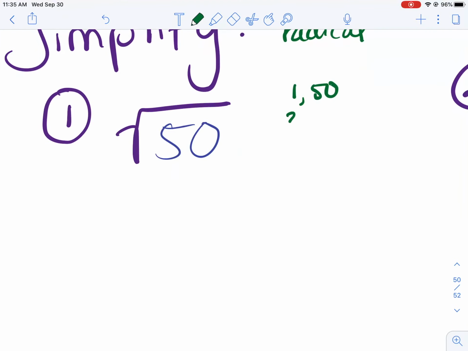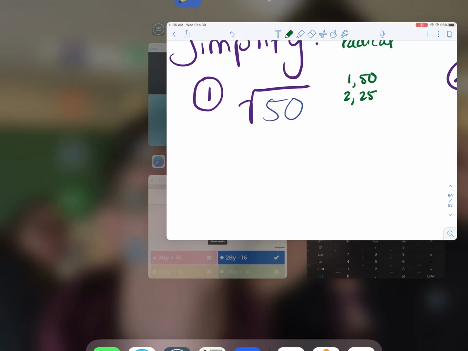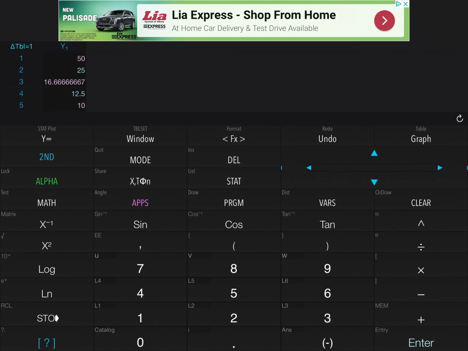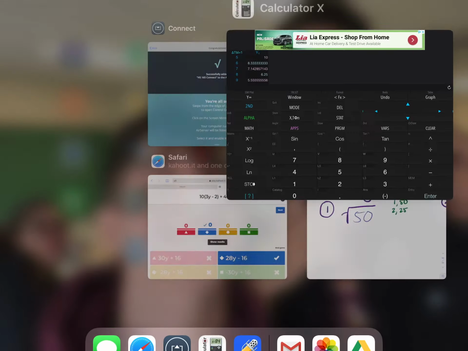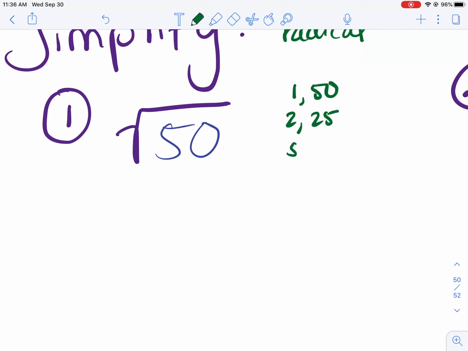Let me write these down. Now, just be careful. A number like 3 and 16.6 repeating is not a factor because 16.6 repeating is not a whole number. Same thing with the 4 and 12.5, not factors. But we do have 5 and 10, which looks good. Anything else? And remember, guys, we have 5 and 10 and 10 and 5. That's the same thing. Remember our friend, which we'll talk about in a little bit, commutative property, changing the order.